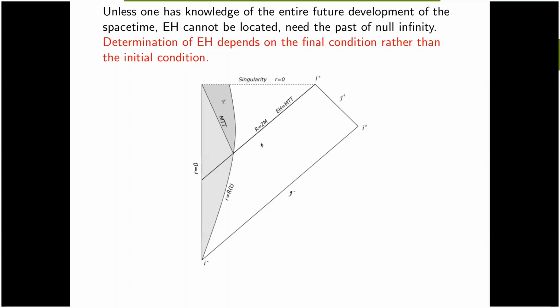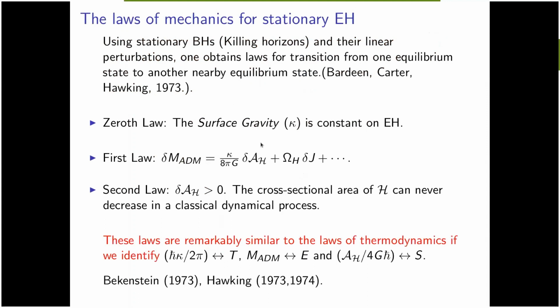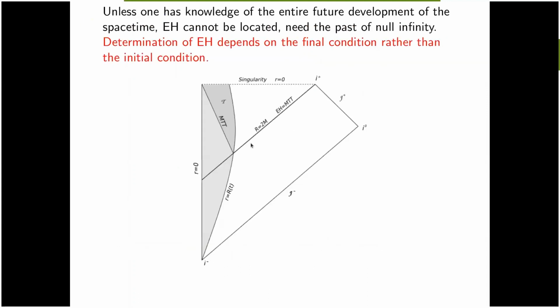So we don't want that. We want the physical quantity that we want to find out to not depend on the final condition. It should depend on the initial conditions that we started with. For that, what we need is a better definition of black holes. So that is what the notion of isolated and dynamical horizons is about.